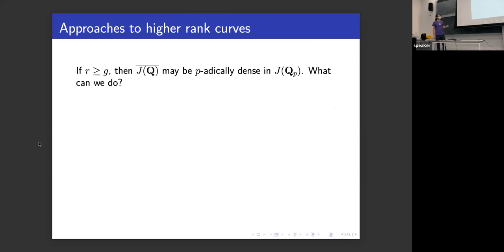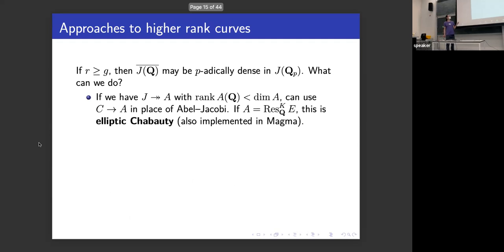So if the rank is greater than or equal to the genus, then the issue that obstructs Chabot's method is that the set of rational points of the Jacobian could just be p-adically dense. And so then the question is, what do we do? Well, one approach is if the Jacobian has a quotient that satisfies rank less than dimension, then we can use that map in place of Abel-Jacobi.